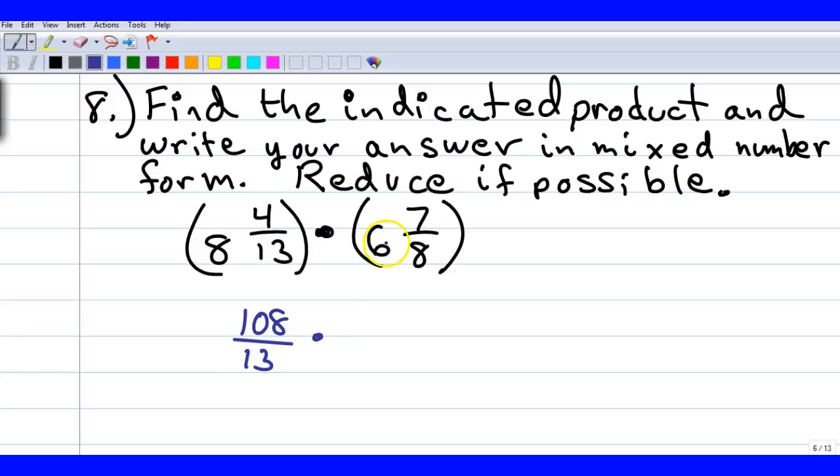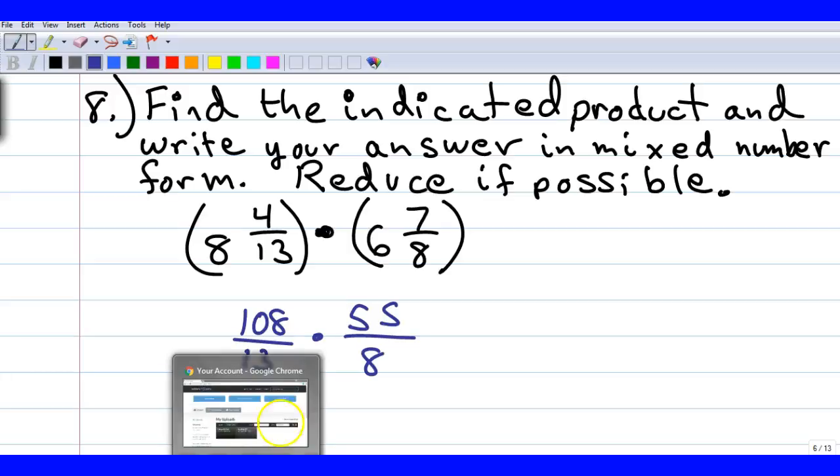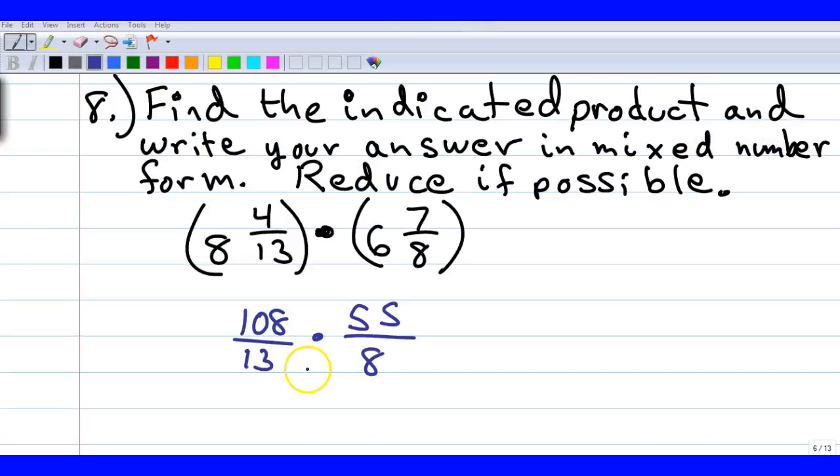I'm going to come over here and do the same thing on the other side. 6 times 8 plus 7 to get 55 over the original 8. Again, before I multiply these together, I want to get it as reduced as possible. So I'm going to take this 13 and see if it goes into 55 evenly. I can see that it doesn't, so I know that I can't reduce these.